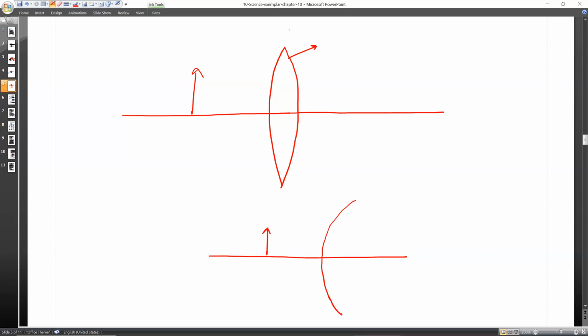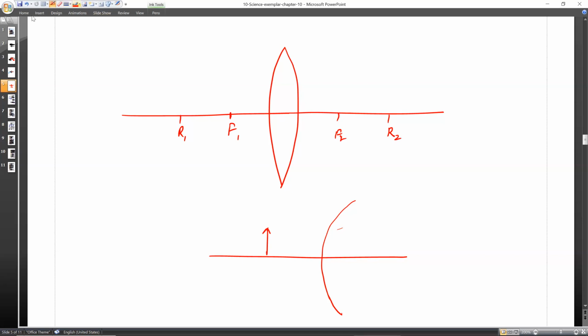So this is why they both have the same name, convex, because the face towards the object is the same for both cases. Now let's move on. This is the focus F1, this is the radius of curvature R1, and this is the other focus F2 and radius of curvature R2.